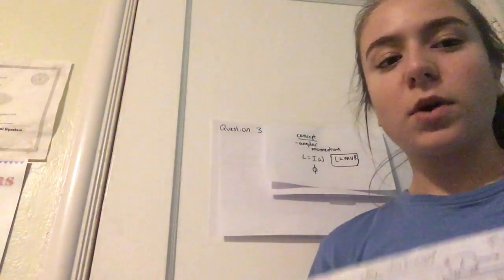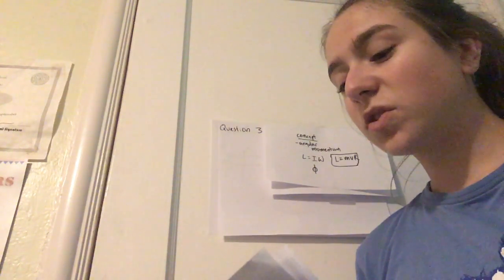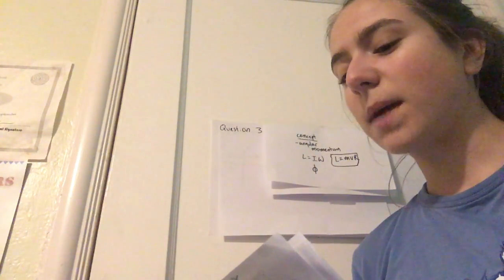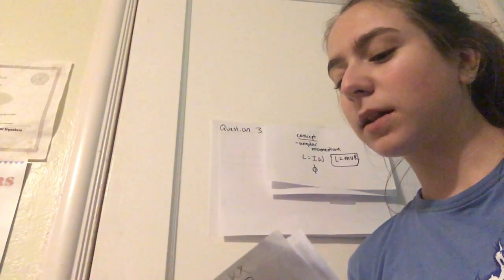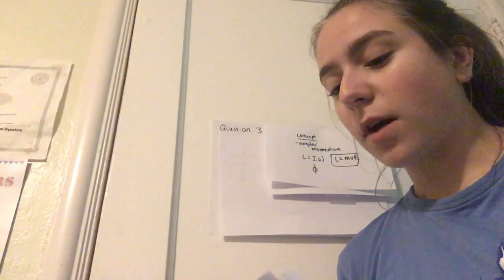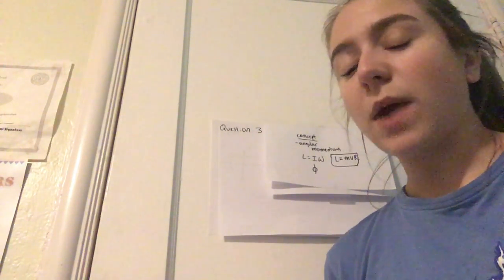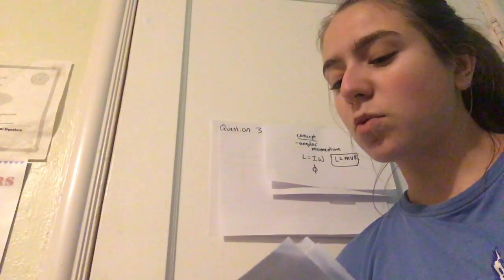Okay, so now I'm going to read the question. A particle of mass 2 kilograms is moving in the xy plane at a constant speed of 0.8 meters per second in the positive x direction along the line y equals 4 meters. As the particle travels from x equals negative 3 meters to x equals positive 3 meters, the magnitude of its angular momentum with respect to the origin is.